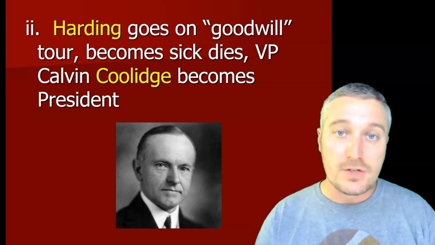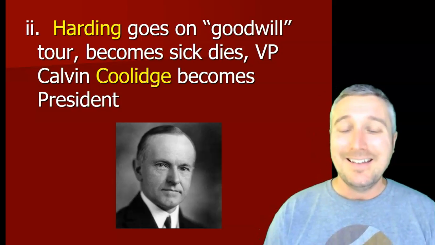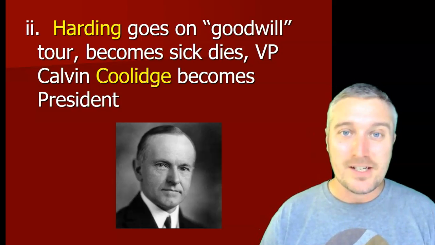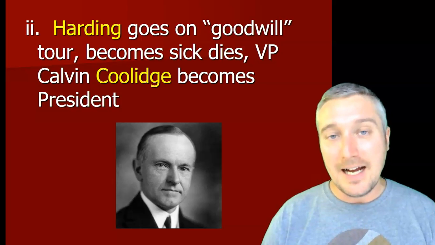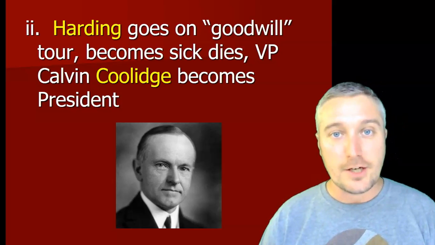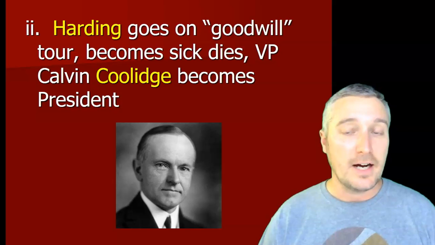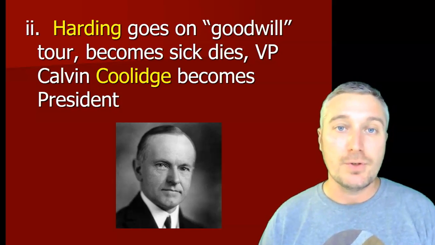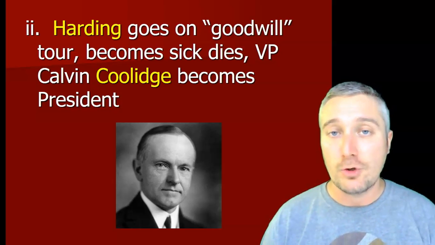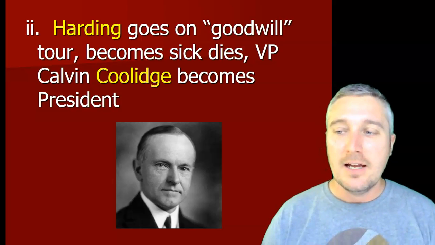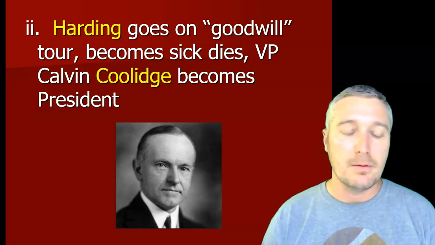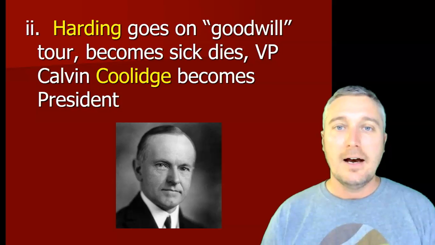Well, while he's on this very grueling tour, he ends up getting sick and he dies. And when Harding dies, as the line of succession works, the vice president became the president of the United States. Well, that man was Calvin Coolidge, Silent Cal, if you will. He was known to be a man of very few words.